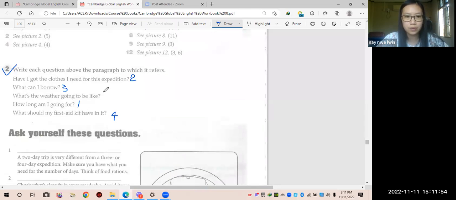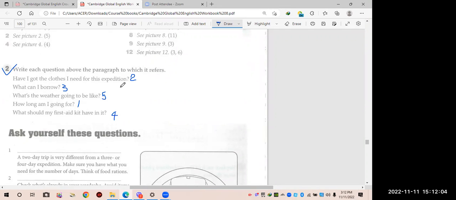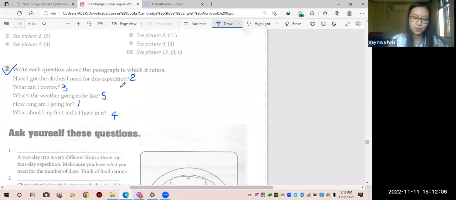So yes, the weather. So that will be number 5 question, right? So did you get all the answers for number 2, everyone? Yes. So finally, we have finished unit 16. So again, is there any question for 16?